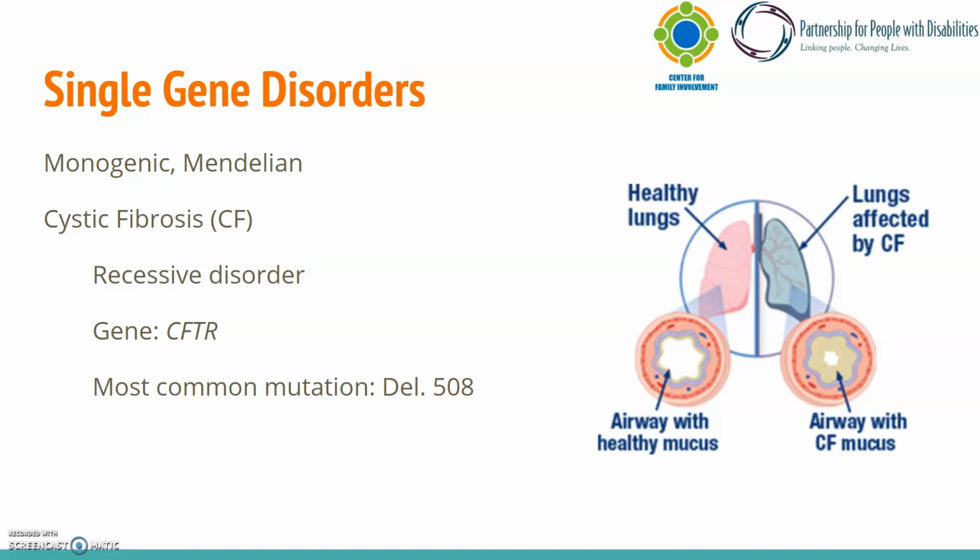The example we're going to talk about with this is cystic fibrosis, which might also be referred to as CF. This is a genetic disorder that follows a recessive inheritance. Remember that this means an individual must have 2 recessive alleles to have the disorder, and individuals with just one recessive allele are called carriers for this disorder.